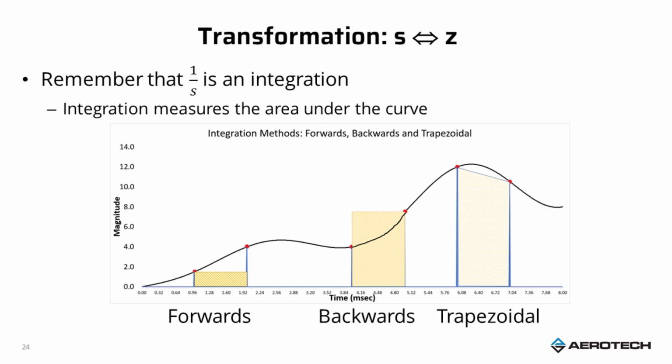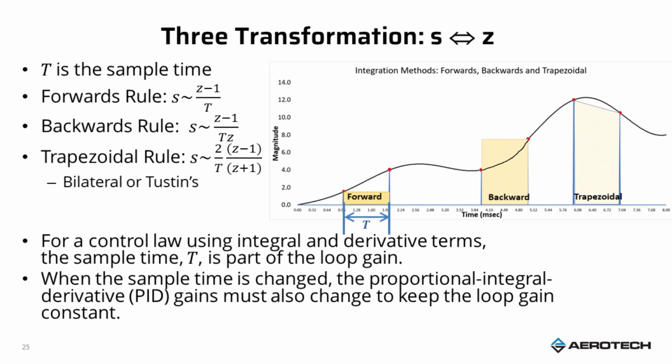And for that, I just need to take you back to your very first calculus class you ever took. Remember, in the Laplace domain, 1 over S is integration. And so let's just think about the theory of integration and how we find that. Well, integration is just the area under a curve. And there were 3 different methods that we studied to do that. One was a forward method, one was backwards, one was trapezoidal.